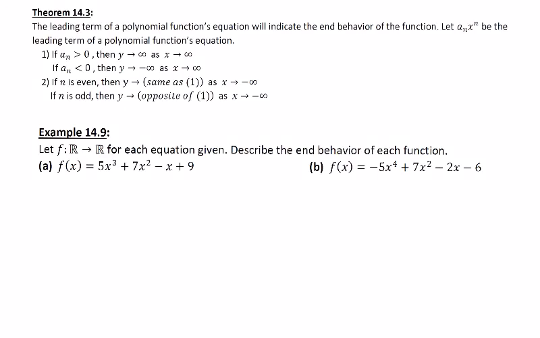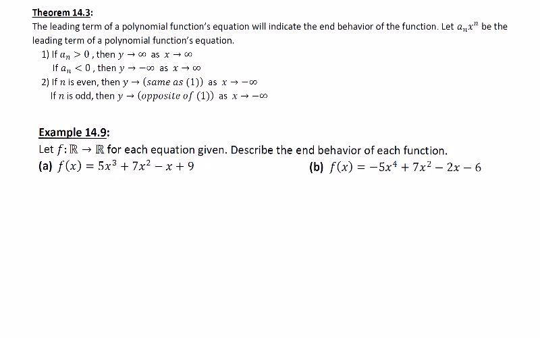Theorem 14.3 is going to help us see how we can use the function's equation to determine what the end behavior statements are, rather than having to use the graph to figure out what the end behavior statements are. We are going to find the end behavior statements so that we can eventually graph. That's going to be our end goal here. So example 14.9 is going to give us a chance to practice that.